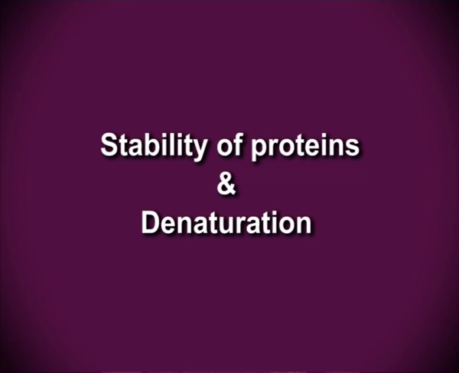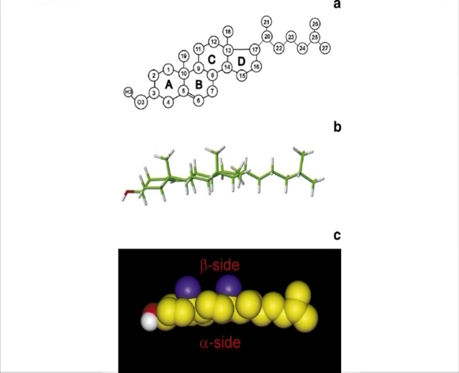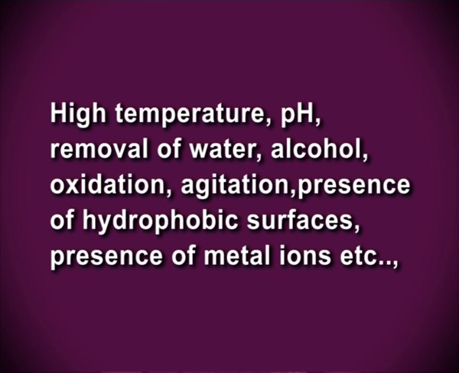Coming to the stability of proteins and denaturation. Due to the nature of weak interactions controlling the three-dimensional structure, proteins are very sensitive molecules. The term native state is used to describe the protein in its most stable natural conformation. This native state can be disrupted by a number of external stress factors including high temperature, pH, removal of water, alcohol, oxidation, agitation, presence of hydrophobic surfaces and presence of metal ions, etc.